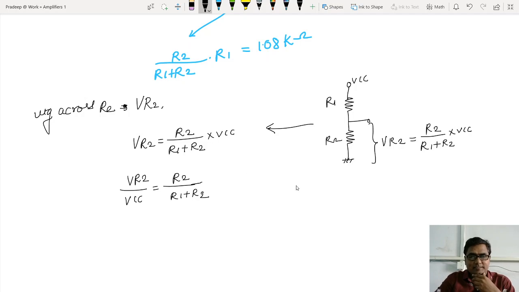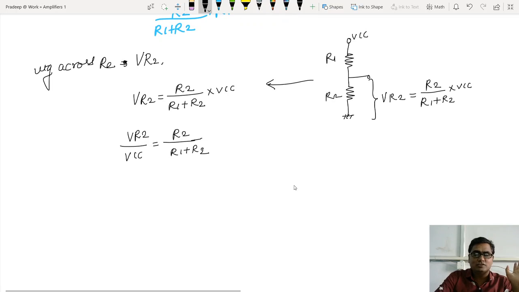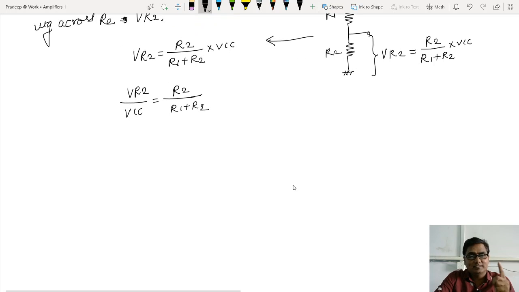Now, out of these four terms, that is VR2, VCC, R1, R2, only VCC is known. By knowing only one term, we can't proceed. What I need is one extra term. So is there any other way to calculate the value of VR2? That's what I need to hunt for.